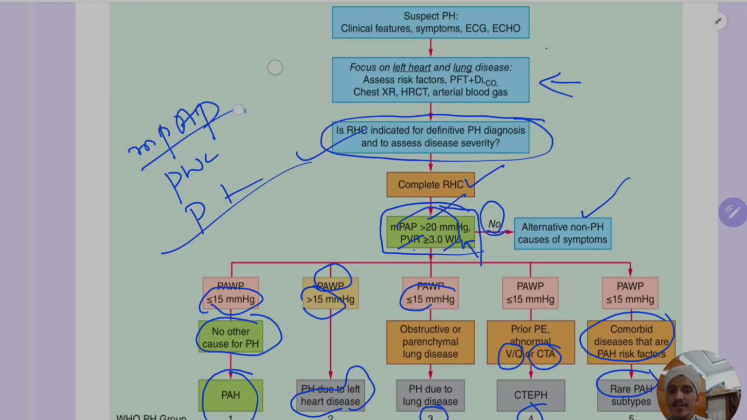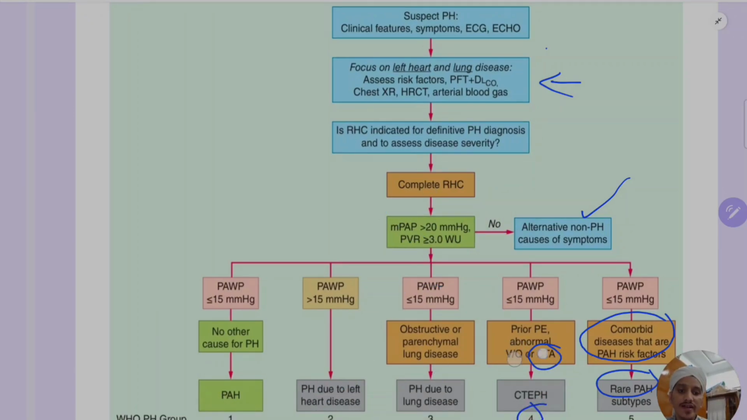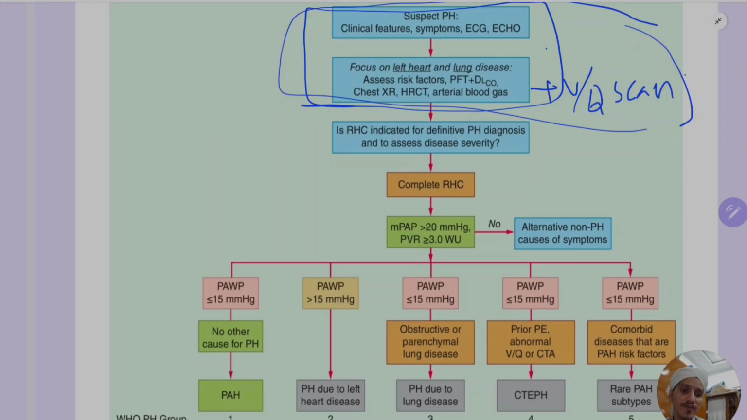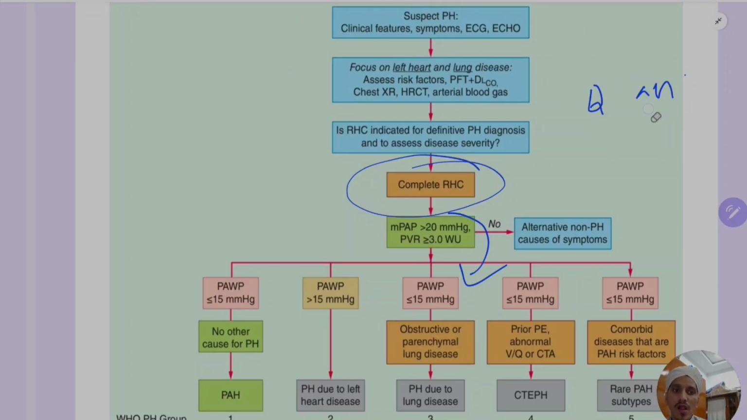But Harrison says there is no need for all this stuff. If you are confident at this point only, then it is okay, you go and treat the patient. If you are not confident, one thing to include here is the V/Q scan, which is not given here. So if you do this much only, you will be confident. But if you're not confident, you can go for complete workup and then proceed further like this. That's about how to investigate.